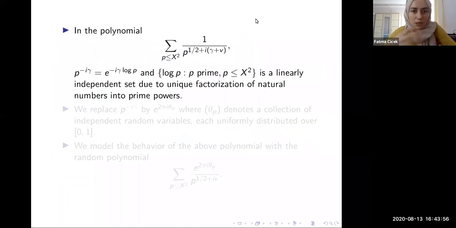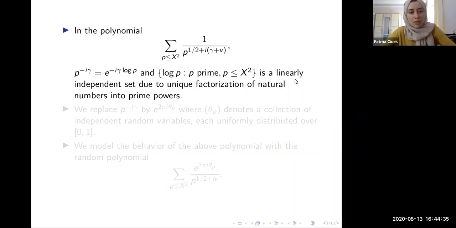So this is the underlying idea. In the polynomial that we had, remember we were looking at the real part of this. Here, this p to the minus i gamma is the part that has a hidden randomness in it, almost randomness. We can think of it as an exponential term like this. Here, this log p forms a linearly independent set just from the unique factorization of natural numbers. So this set will be linearly independent over the rationals.